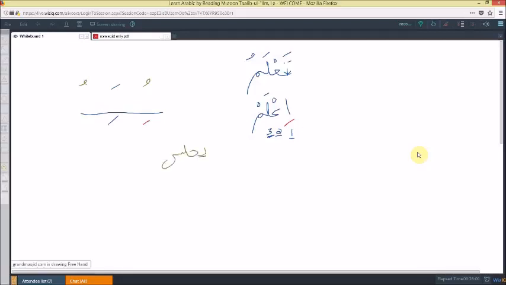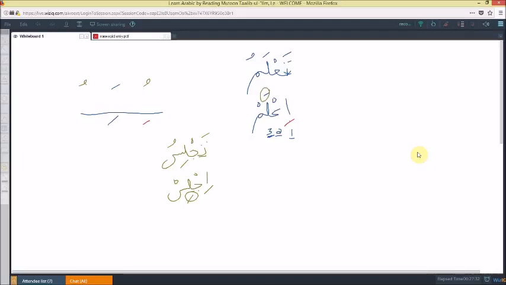If we have tajlisu, we do the same thing. We drop our ta. We put a sukoon at the end. We add our alif. Here we have a fatha, we put a kasra. Here we have a kasra, we put a kasra. Ijlis.